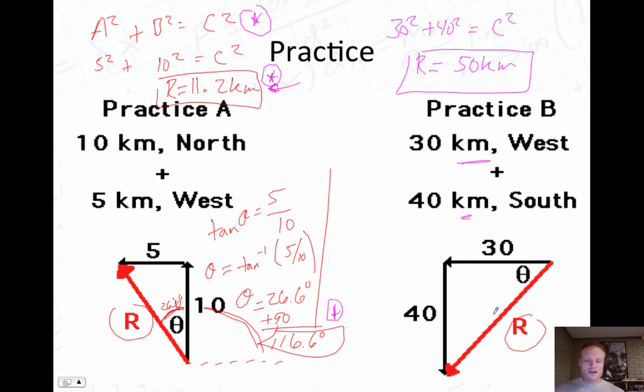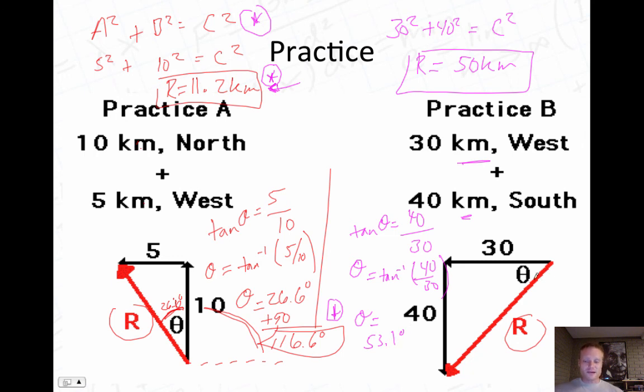Now, what is the angle? Well, again, I'm going to use the tangent function. Tangent theta equals opposite, which is 40, over adjacent, which is 30. To get rid of this tangent piece, I'm going to use the inverse tangent. So theta equals tangent negative 1 of 40 over 30. If you do that math, I get a theta of 53.1 degrees.